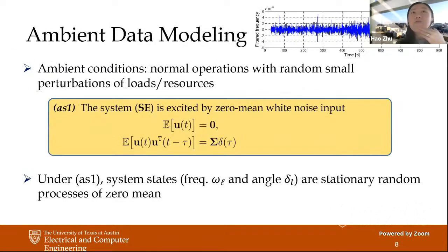I also have a special definition of the ambient condition. Basically, what I assume to be the everyday, uninteresting ambient condition is that the input to the system is white noise that is uncorrelated across time. At every time, this perturbation comes from a small load or supply-demand imbalance, so it's very small and doesn't have any effect on the next time. This is the basic model I'm using here, and these are very classical models for power system ambient data analysis.